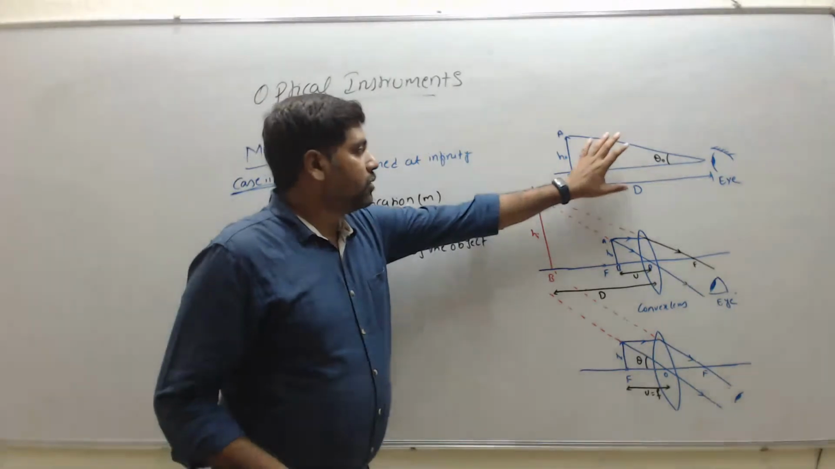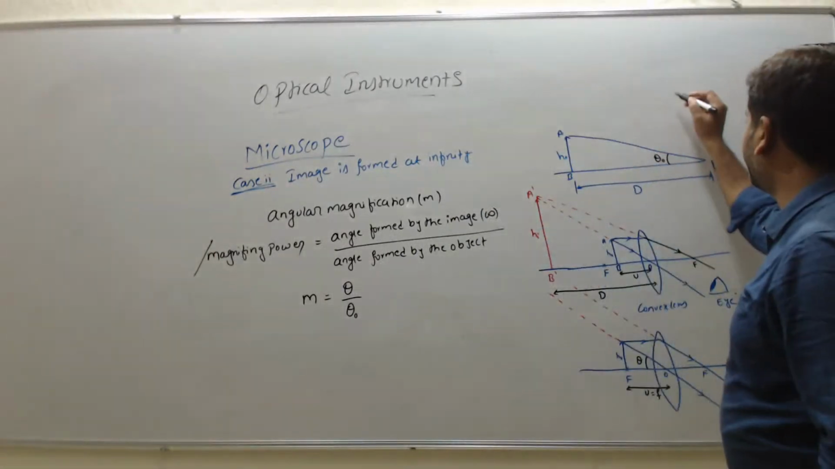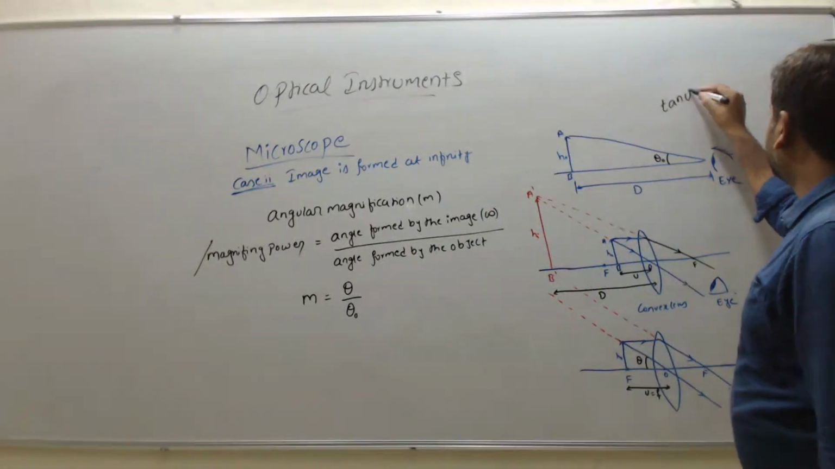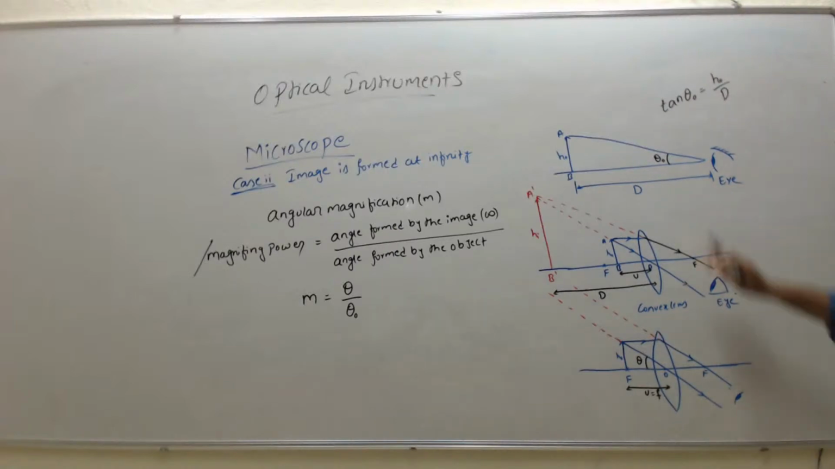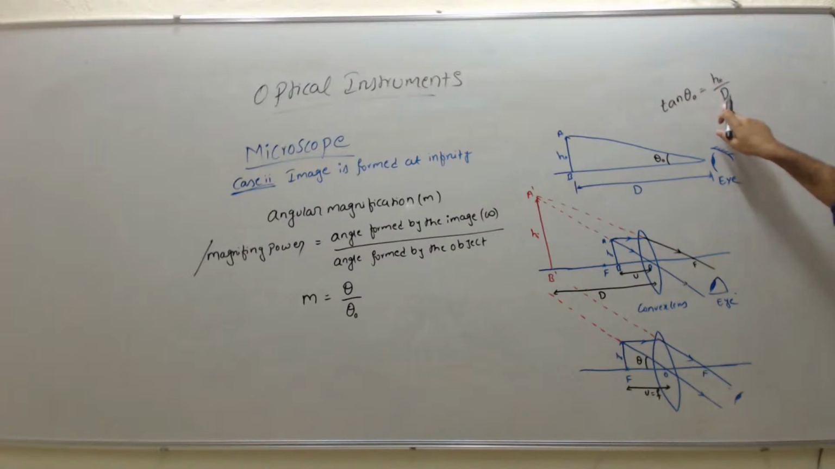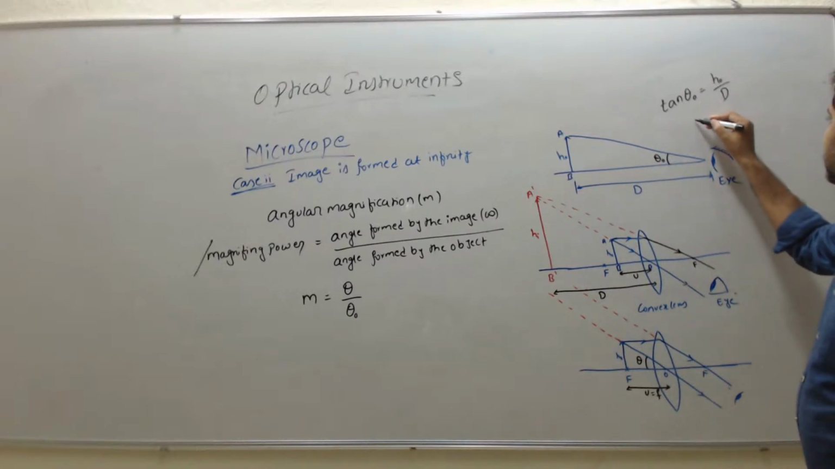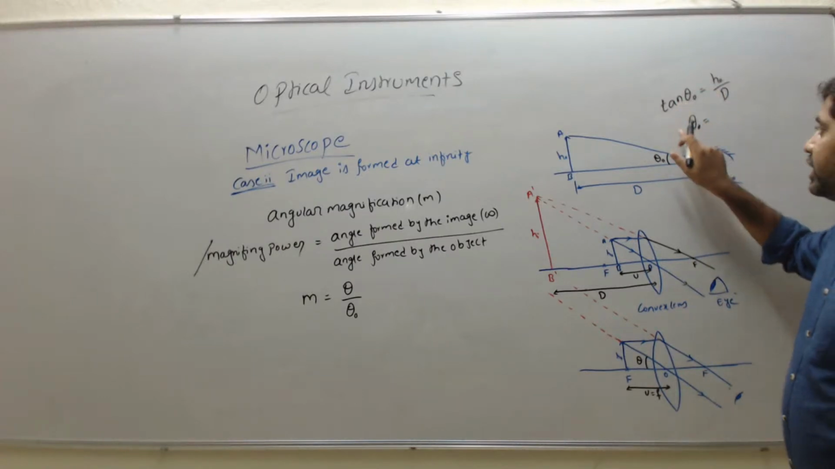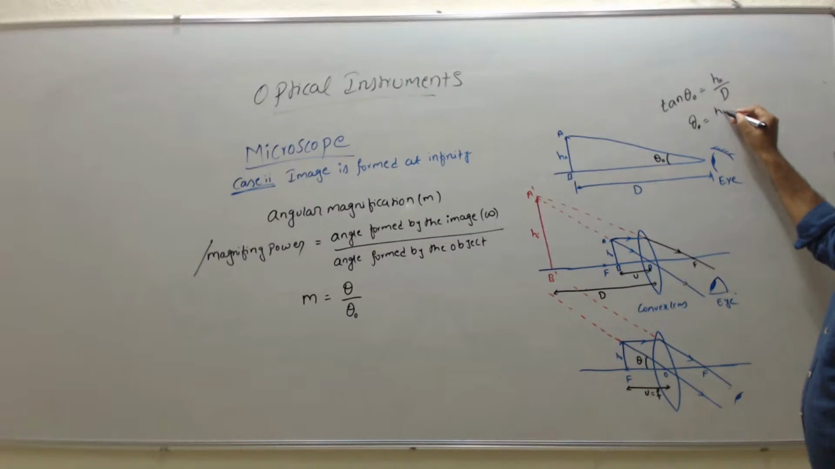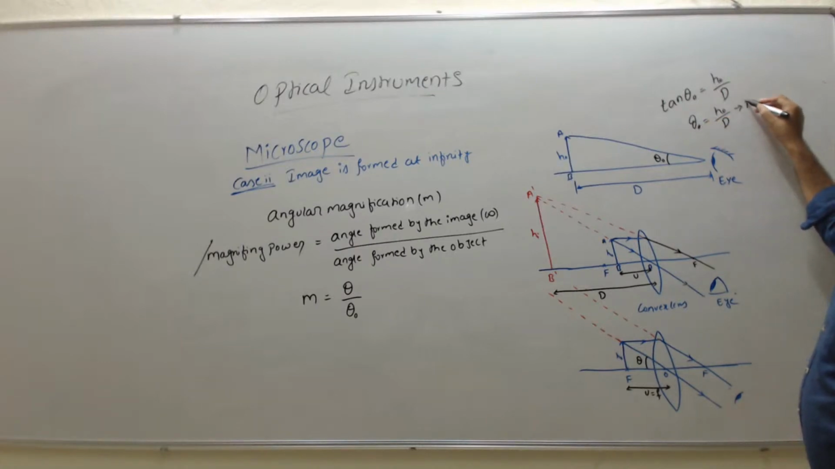From observing the first figure and the third figure, from this figure we can write tan theta naught is equal to h naught divided by d, opposite side by adjacent side. Considering small angles, tan theta naught is equal to theta naught. That's why theta naught is equal to the height of the object divided by the distance d. So this is the first one.